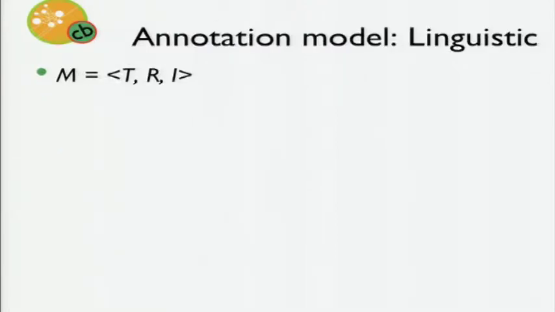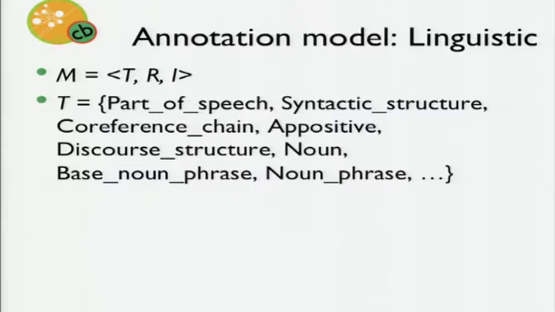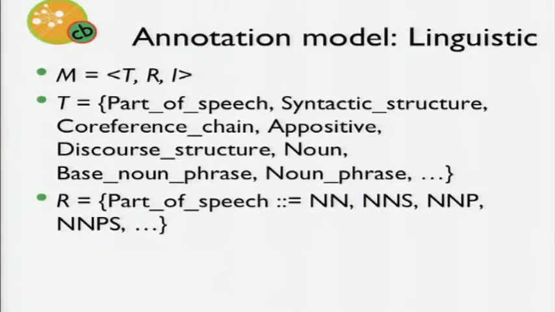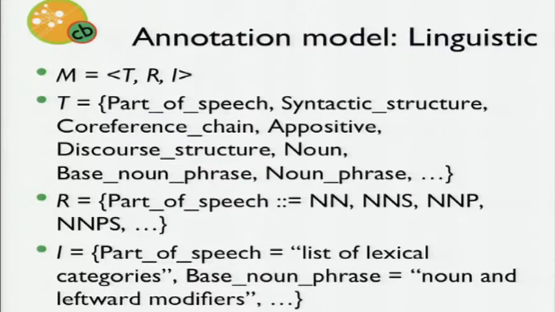To look a little bit more closely at the linguistic annotation model, if T is the terms, then the terms in this case are things like part of speech, syntactic structure, co-reference chain, and so on. The relationships between them are that part of speech can be seen as NN means a noun, NNS means a plural noun, and then NNP is a proper noun, and so on and so forth. There's a set of about 40 of these that we used. If you're wondering how you get from the 8 parts of speech that you learned in grade school to 40 parts of speech used in natural language processing, it's by subdividing the categories that you learned in school into finer and finer grained classes. And then the interpretation of these is that part of speech is a list of what we call lexical categories. A base noun phrase is a noun and its left modifiers, and so on.